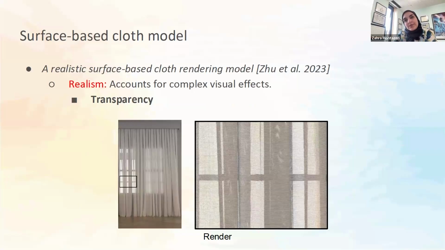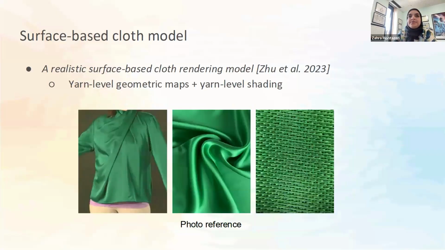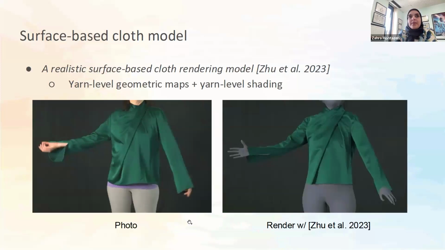We can also do the transparency. This is about how the light directly passes through a fabric. And then this is about the detail, where we can do the yarn shading. Can we zoom in and see individual yarns? And then this is a rendered image to match this photo example.